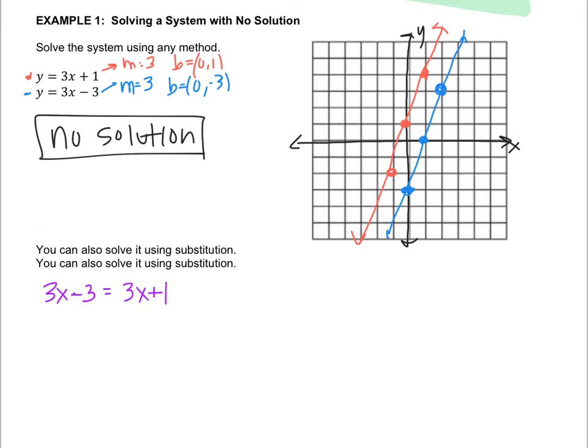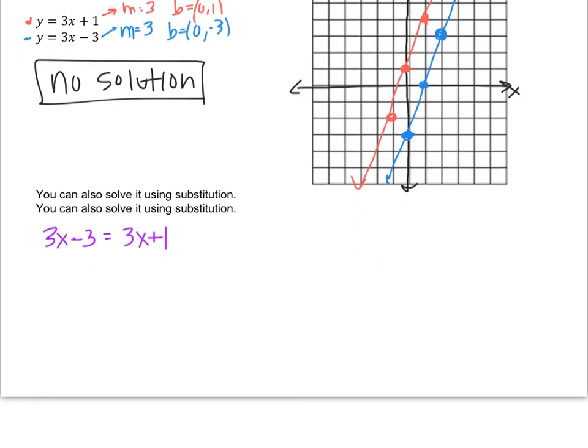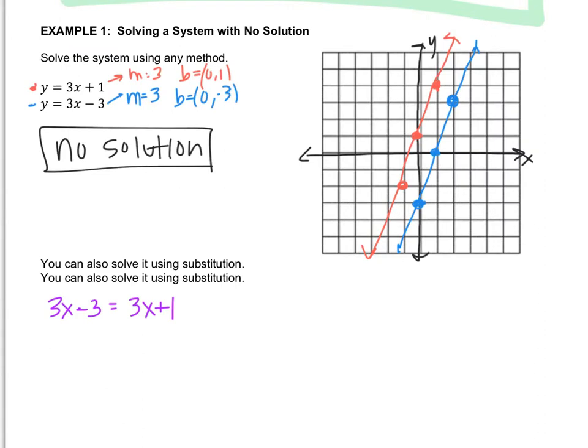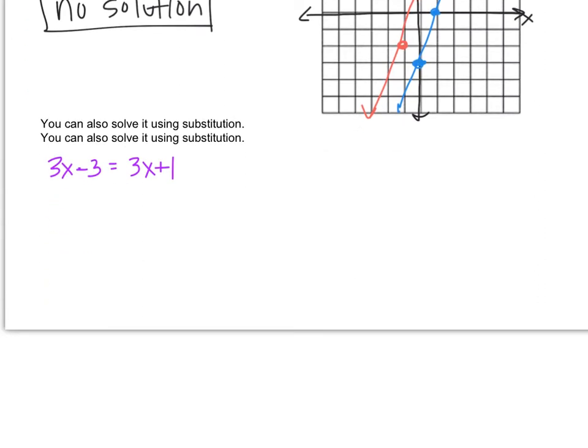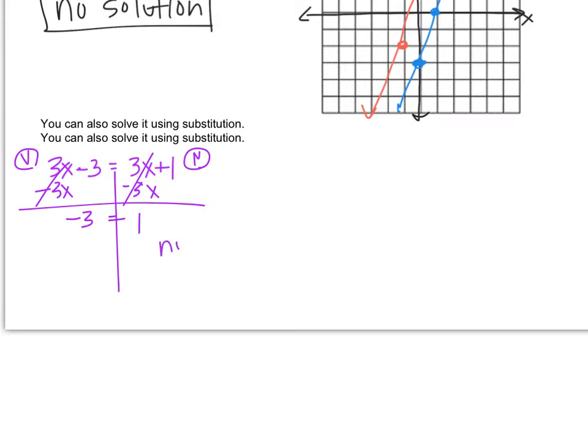And then I will drop a line down. I'll do variables on the left, which means that this 3x has to move. And then when they actually cancel on both sides, you have -3 equals 1, which is not true. So since we get this thing that isn't true, then we would say also no solution. We did things like this back in lesson 1.3.